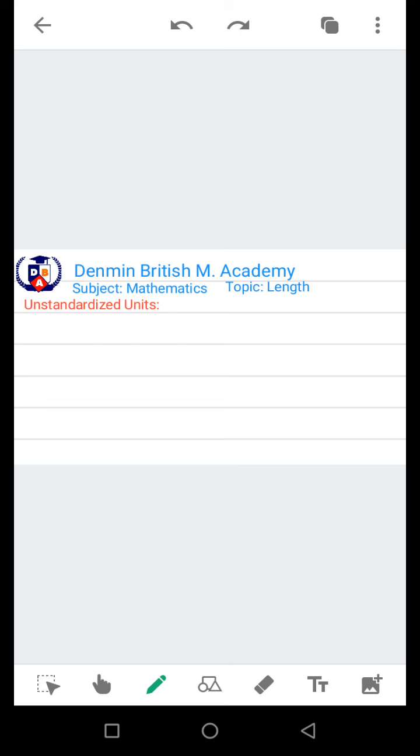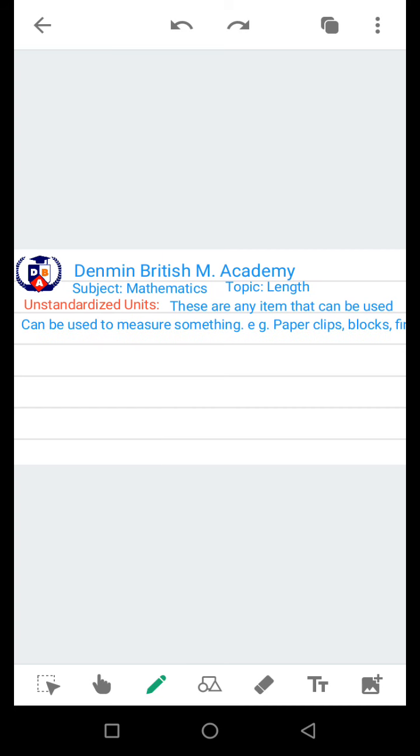So let's see, as we go, we will see how it can be done. So let's move on. Let's get the definition. Unstandardized units, just like we said, are any item that can be used to measure something. Okay.